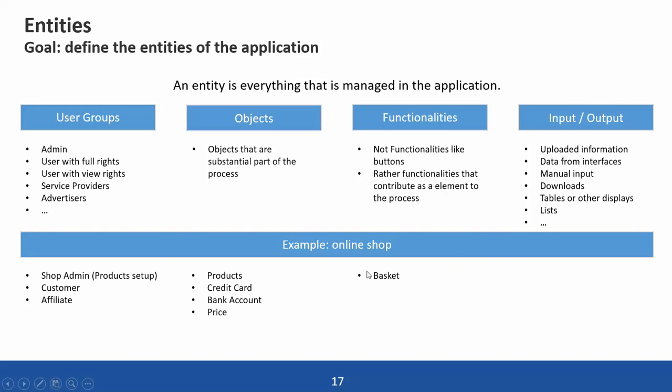So what are functionalities that are entities? In this example, you can think of the basket. You have to think of how the basket works with products, prices, credit cards, and how you deal with it. It's its own entity that you have to think about, and it has its own process. And other things are input and output factors, like credit card information or a confirmation email.